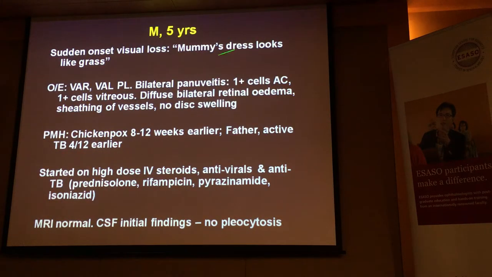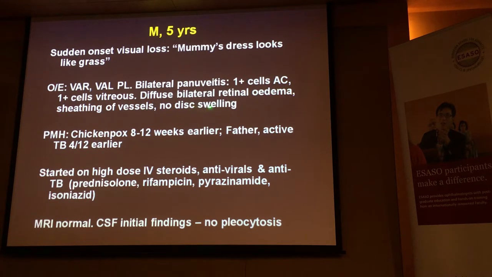This is a 5-year-old. Mummy's dress looks like grass. You think everything's gone green. Well, that can happen, but this isn't it. What she's talking about is the grass that when you stand at a field and you look at the field and the wind blows, it starts to wave and undulate and you get patterns in the grass. That's what she knows. She knows it's distortion. Sorry, heat. On examination, there's panuveitis with cells in the anterior chamber and the vitreous.